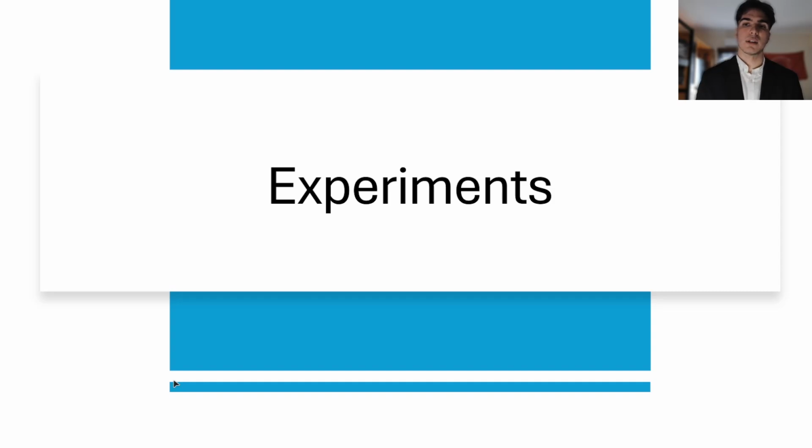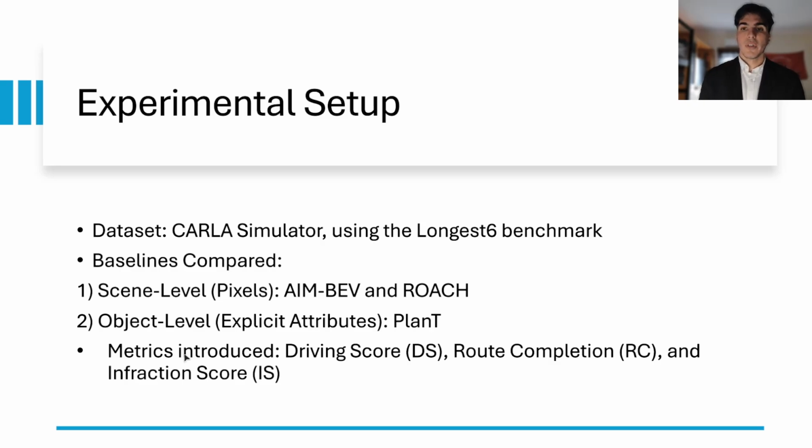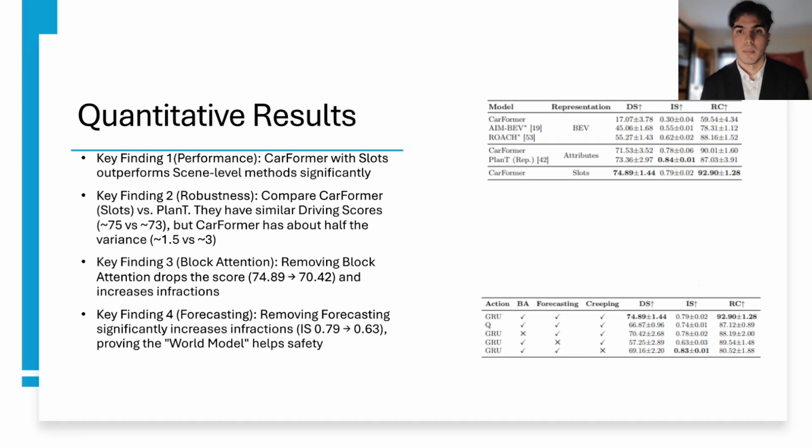And now on to the experiments, to see what results we actually got. So for the setup, we evaluated the model in the Carla simulator using the challenging Longest6 benchmark. We compared CarFormer against the scene-level baselines, AIM, BEV, and Roach, which use pixels. And for the object-level baselines, which is PlanT, the metrics are the driving score, the infraction score, and the route completion that we introduced to test and see which model actually comes out on top.